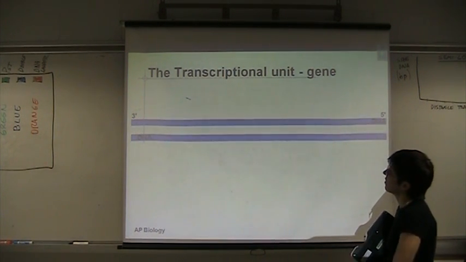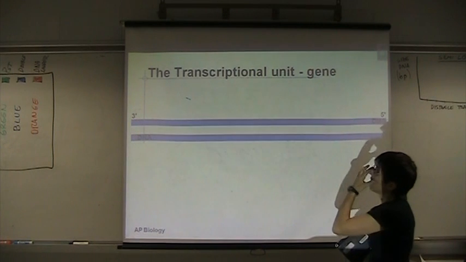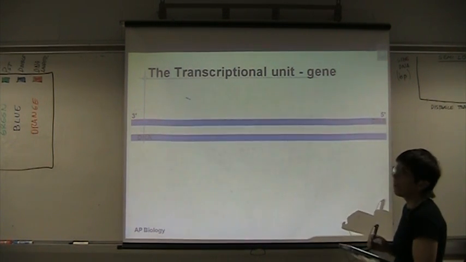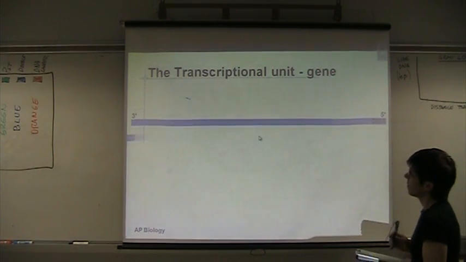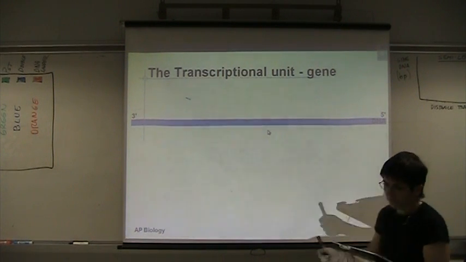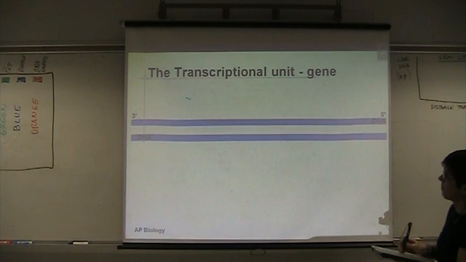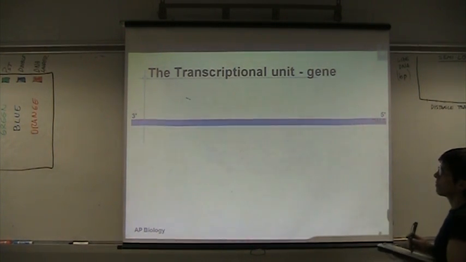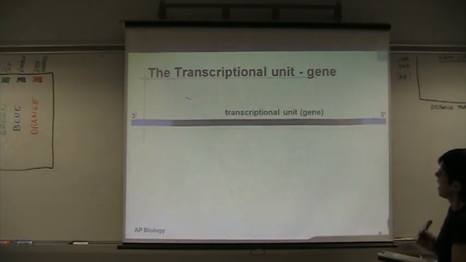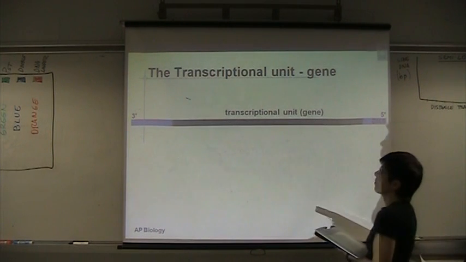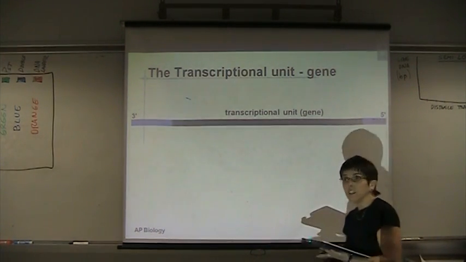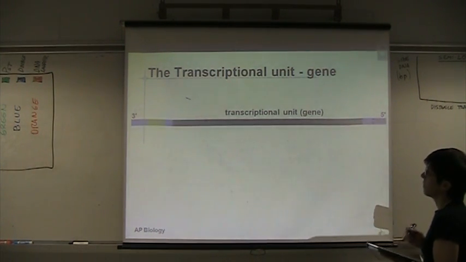Alright, so let's just round up these thoughts quickly on how this is done. Ready? Here you go. What you had there was double strand. Obviously that's your DNA. We're going to remove one of the strands, and that's your transcriptional unit, basically the unit that has the gene that you want to copy.